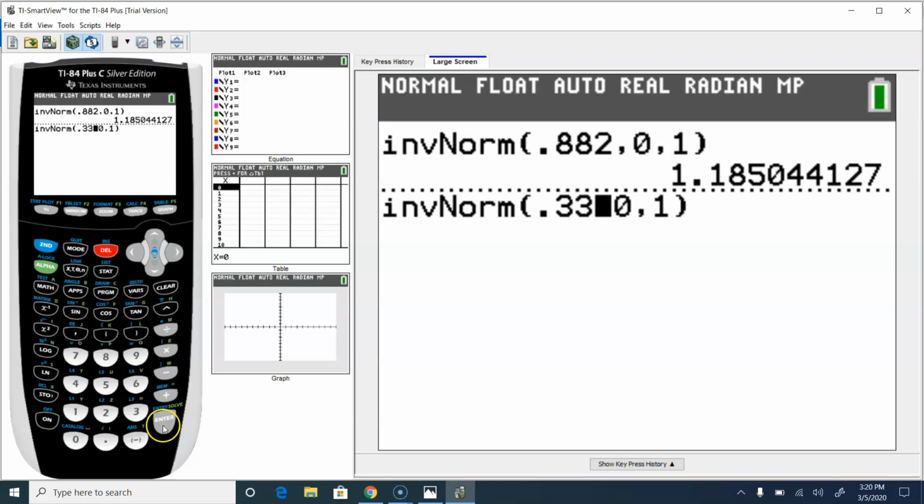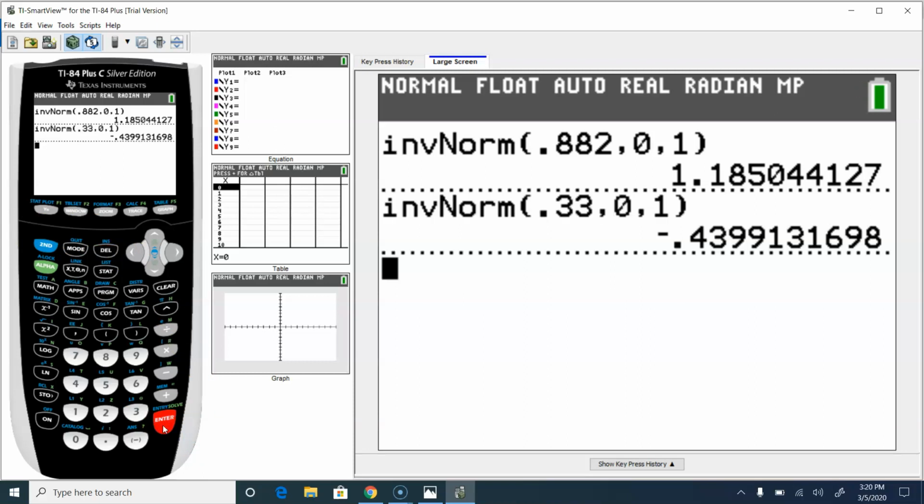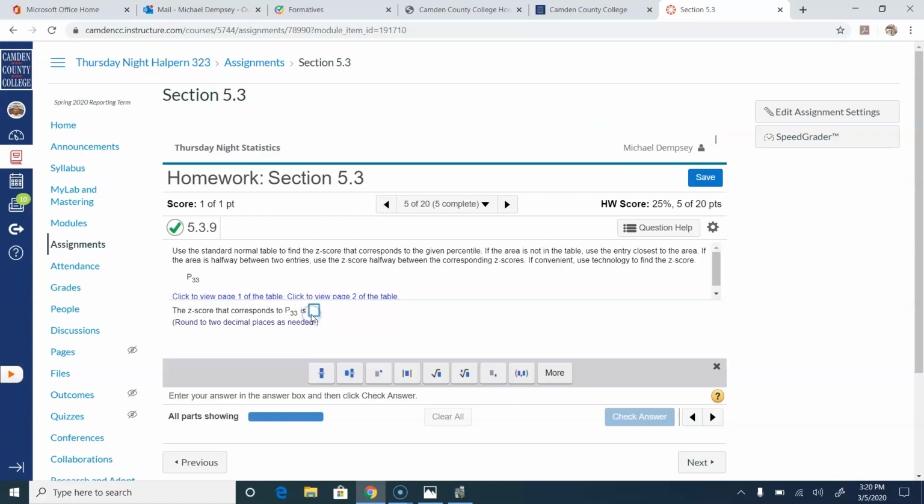Okay, and then I still need my mean and standard deviation, or 0 and 1 respectively. So negative 0.44 basically. And now we're at 2 decimal places.